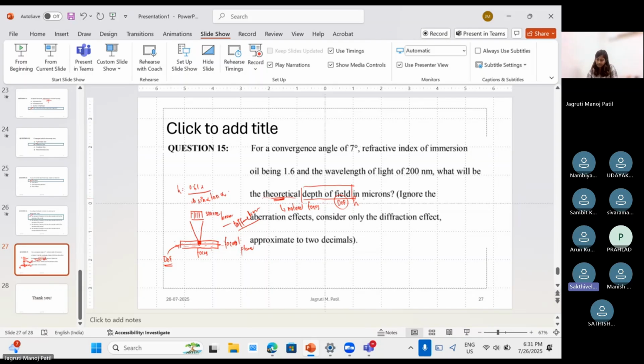Okay, ma'am. The answer for the 15th question is 5.1 microns. Ma'am, can you repeat the 14th question, ma'am?